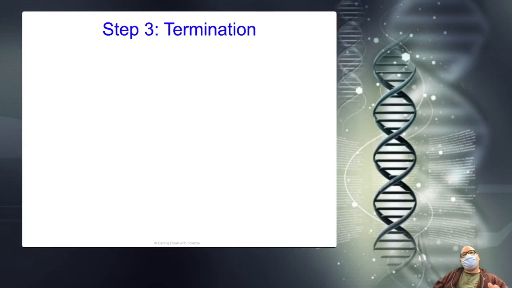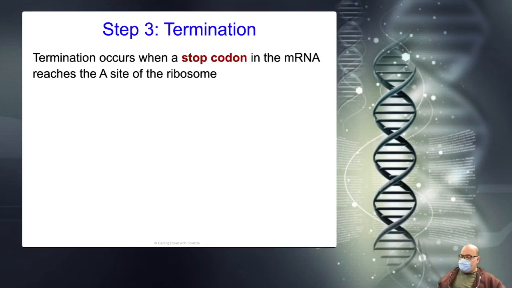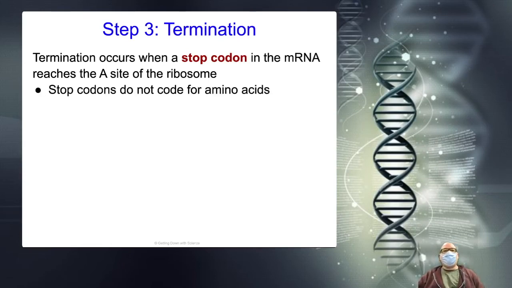Okay, so this has to have a punctuation mark at the end. We're going to stop this thing eventually. So termination happens. We have a start codon and we have a stop codon. And the stop codon tells the ribosome to detach, and it's kind of like I said, like a punctuation mark. There is a start amino acid, but there is no stop amino acid. There has to be a start one because the next one has to have something to connect to.